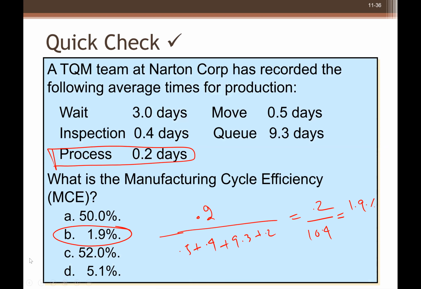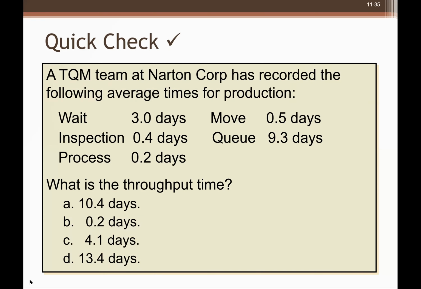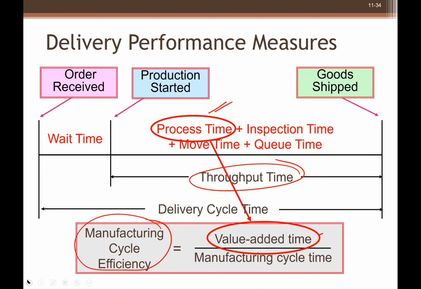So all you have to do, you just need to remember the formula, and the formula is that manufacturing cycle efficiency is value added time over manufacturing time or throughput time. Value added time is only processing time. That's it.